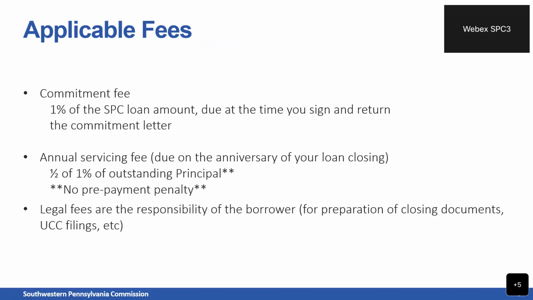The only time that you would have to pay for the preparation of closing documents is if you were taking a loan that was backed by the Commonwealth of Pennsylvania through the Pennsylvania Industrial Development Authority. And those are specifically, we usually try to reserve those kind of loans for larger dollar projects. So if you have a $4 million project, total project cost, and after your equity injection, we're going to be looking at an SPC loan amount of $400,000, $500,000, $600,000, maybe over $1 million.